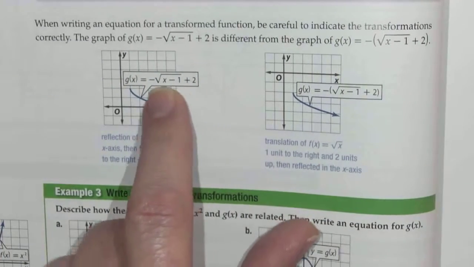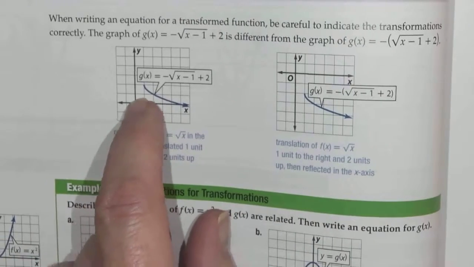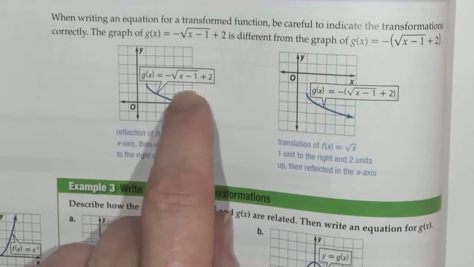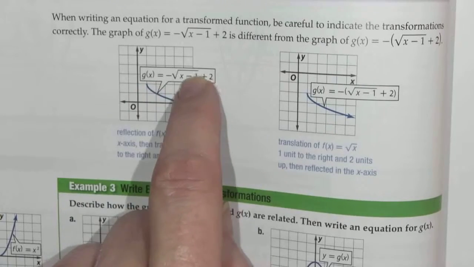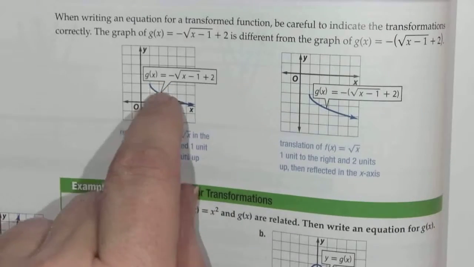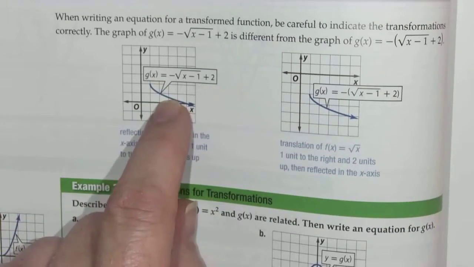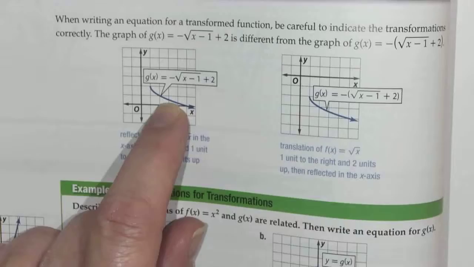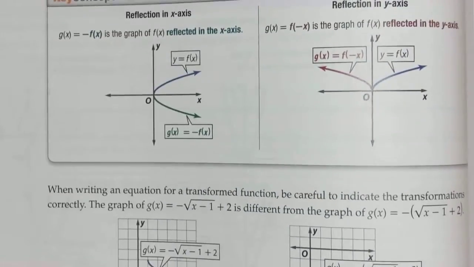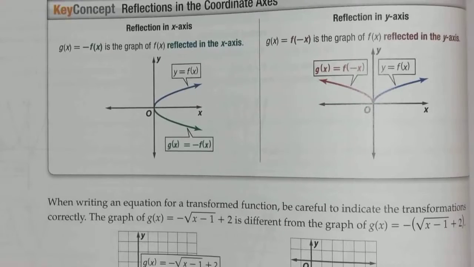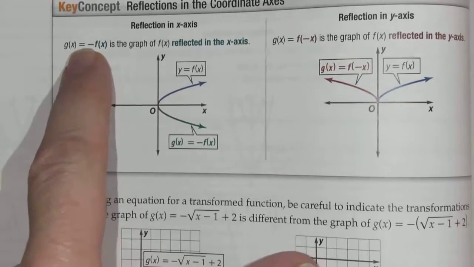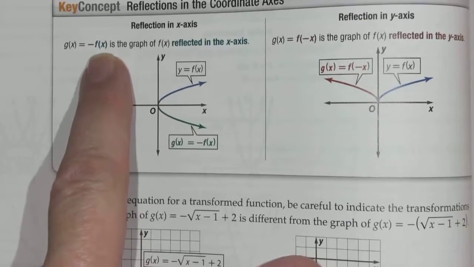Okay? So this one would look like this: if you had your parent graph, you would do this number, right? Number 1 is going to move up 2 and to the right 1 and then reflect over the x-axis, following the horizontal. So that's negative f of x.